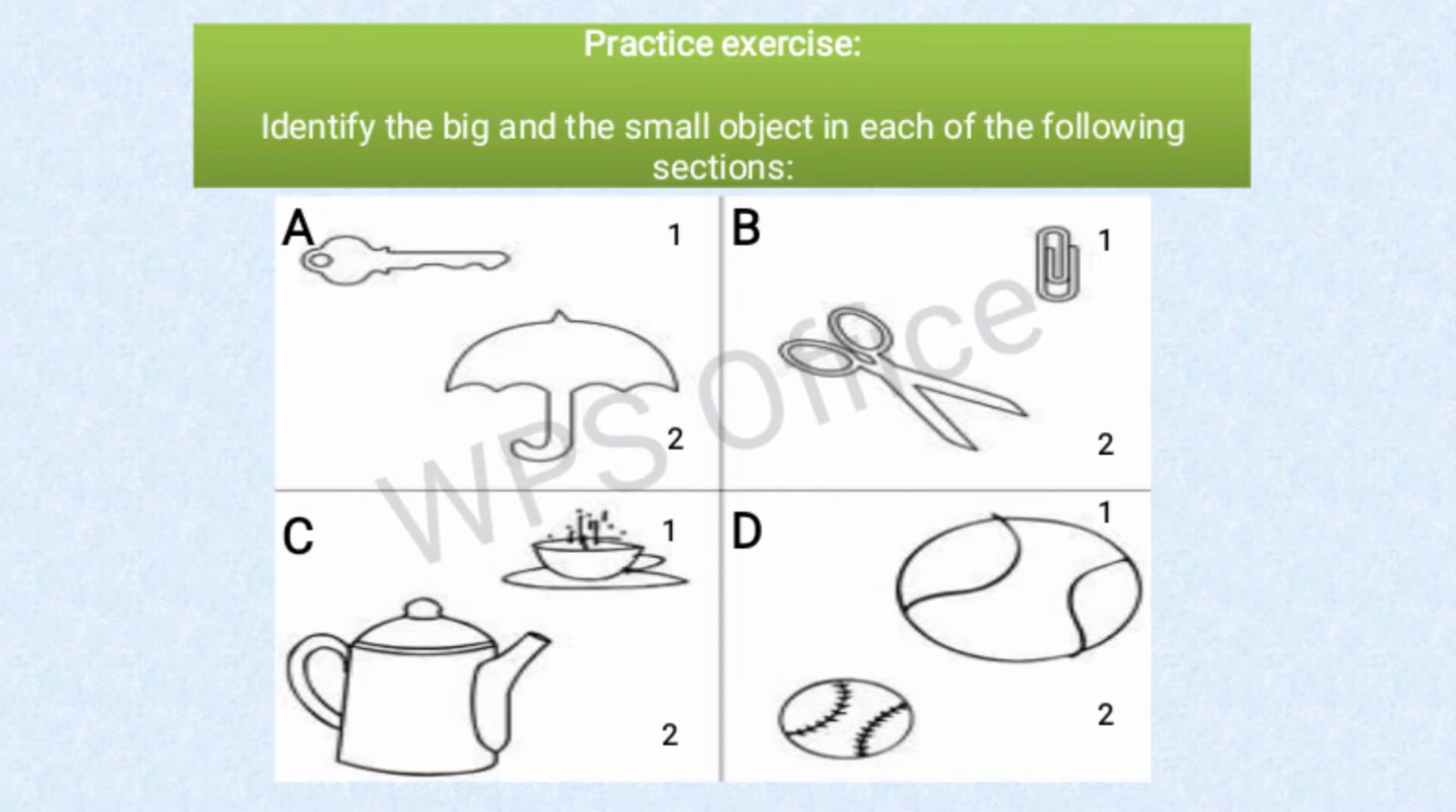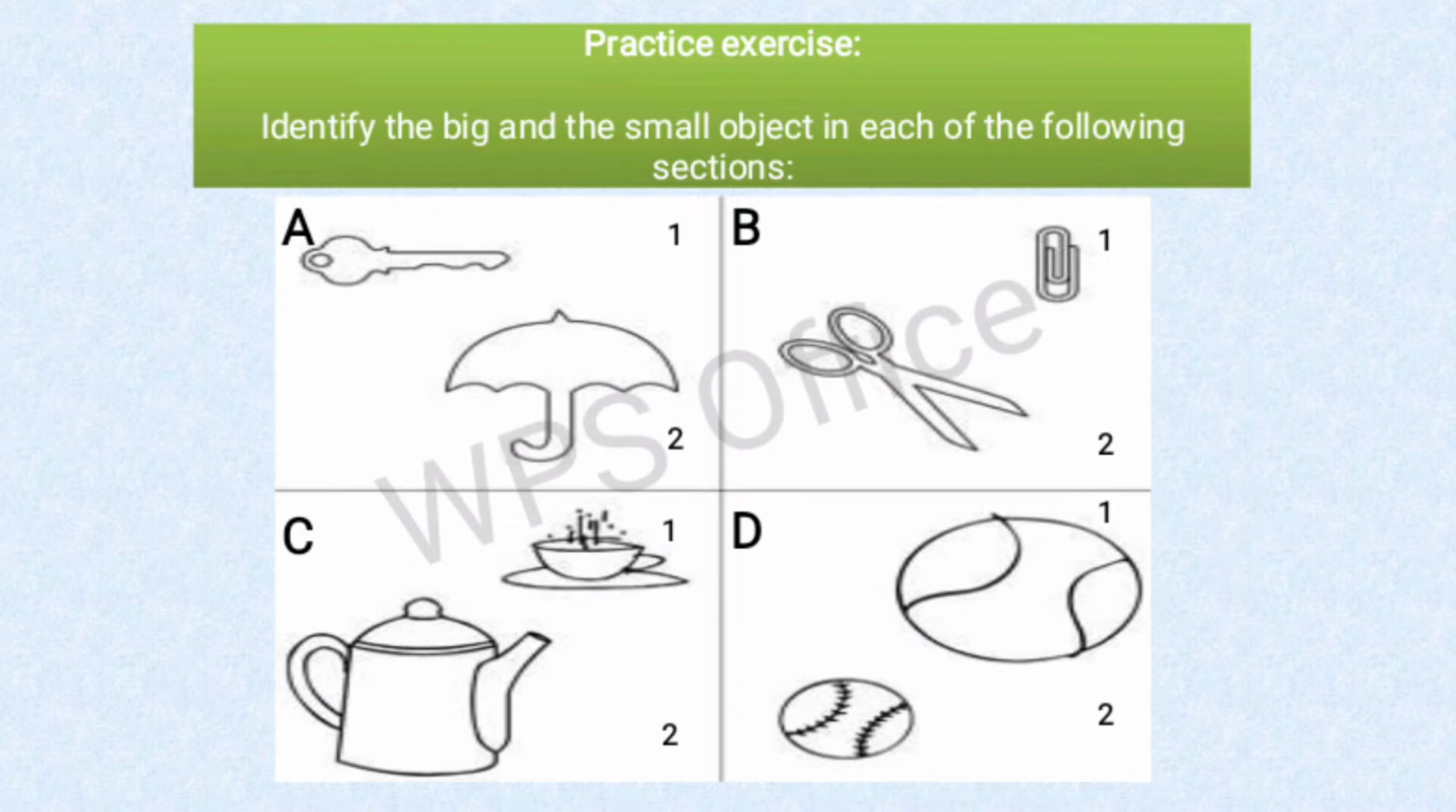Let's have a practice exercise. Identify the big and small object in each of the following sections. Can you all tell in picture A, is the first object big or the second object small? Yes, the second object is big while the first object is small.